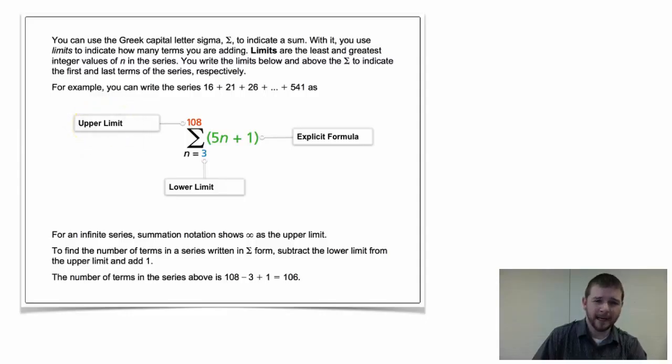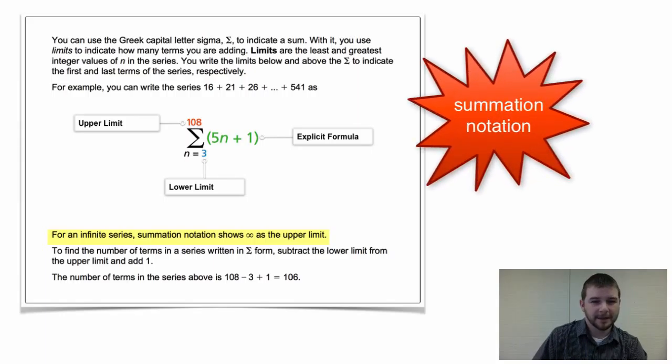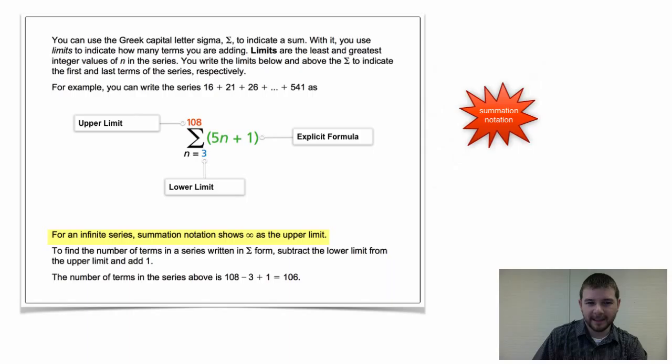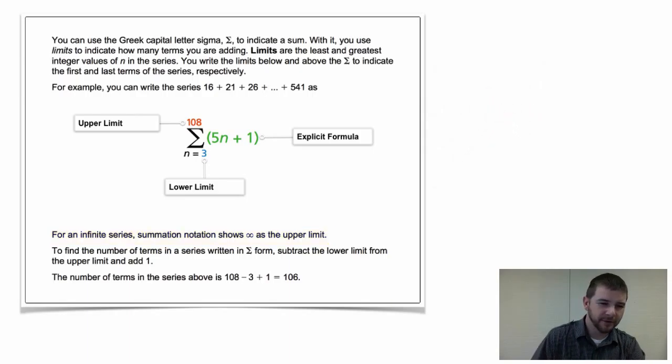We also use an explicit formula. Of course, in an infinite series, sigma notation, also called summation notation, shows an infinity sign for the upper limit. And something you likely know, but I would like to review at this point: to find the number of terms in a series written in sigma notation or summation form, subtract the lower limit from the upper limit and add 1. So here's your chance to pause if you'd like to check this out with a little bit more care.